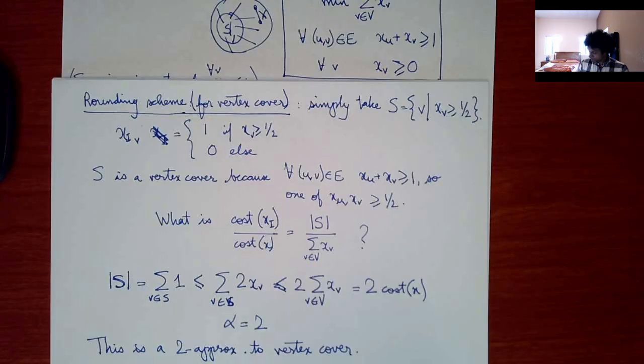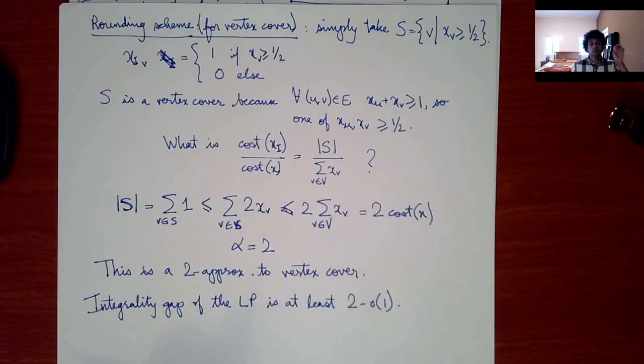Okay, now let me actually show that the integrality gap of the LP is at least 2 minus little o of 1. It's basically 2. So this is the best possible we could hope for. This is like the optimal for that LP. We can show this.